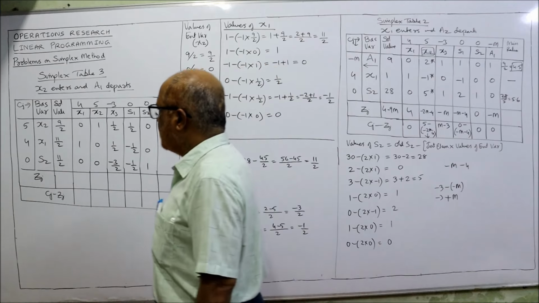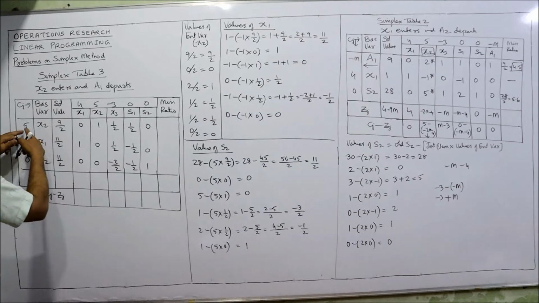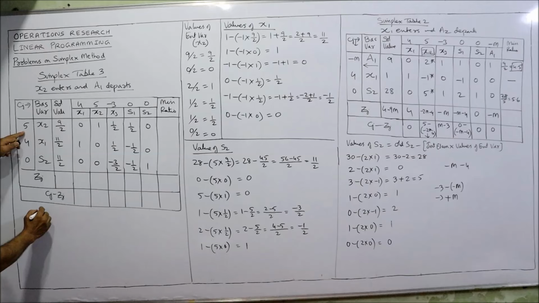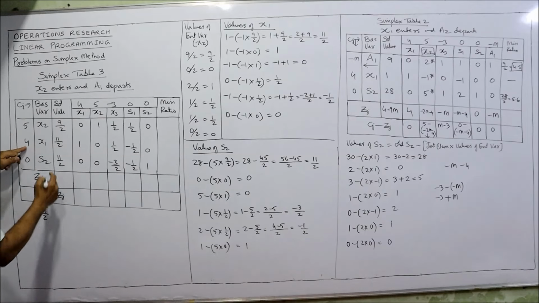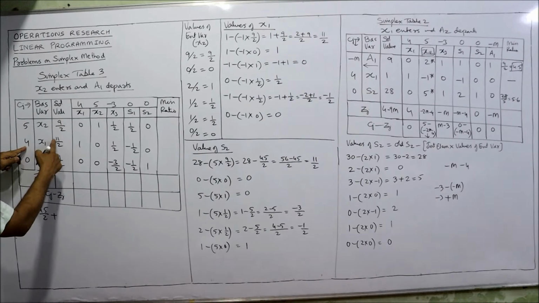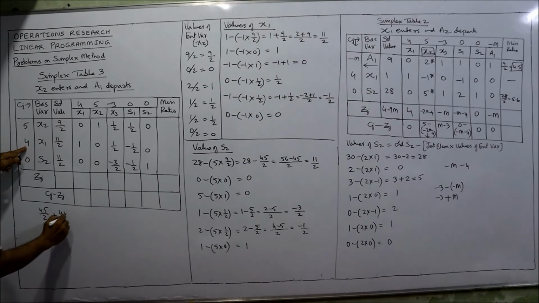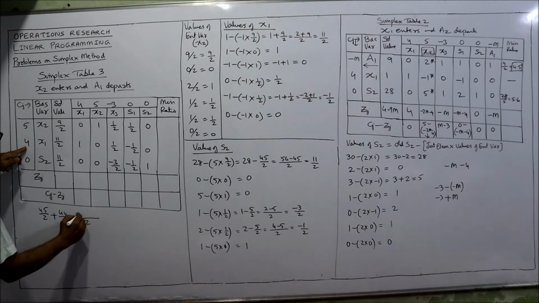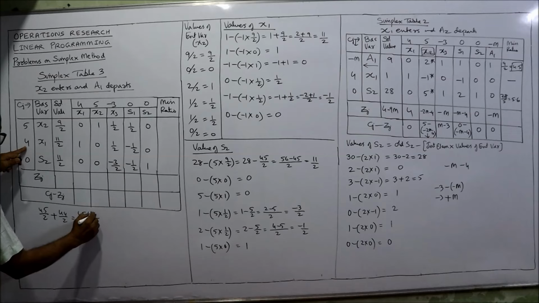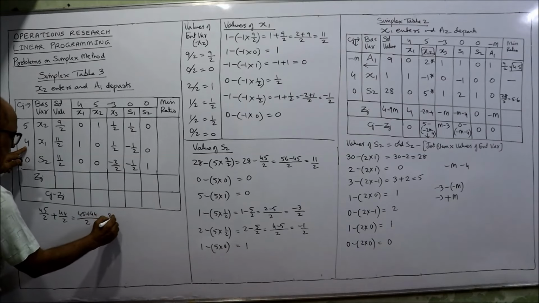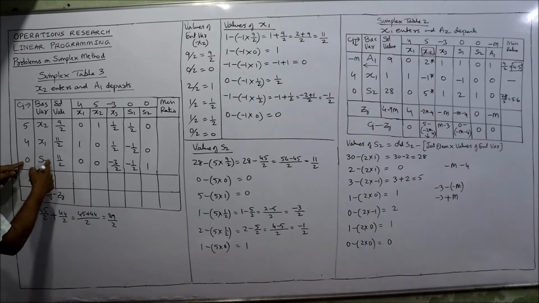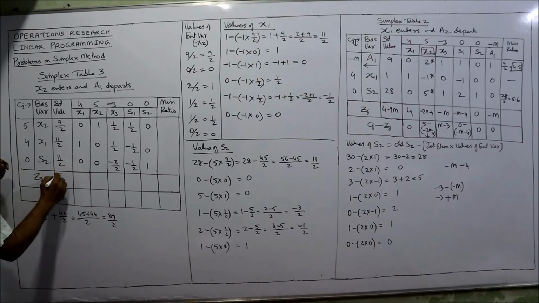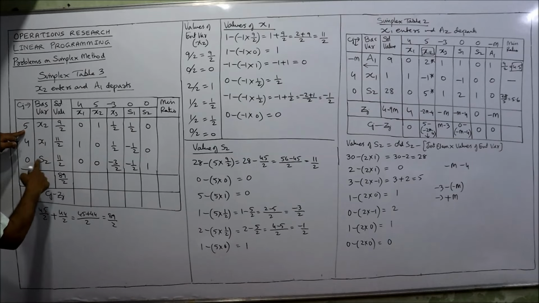So multiply. Carefully you see here. 9 5s are 45. 45 by 2 plus 4 into 11, 44 by 2. So if you take LCM 2, so 45 plus 44 is equal to 89 by 2. 0 into 11 by 2 is 0. So 89 by 2. Similarly, 5 into 0 is 0, 0 into 0 is 0.